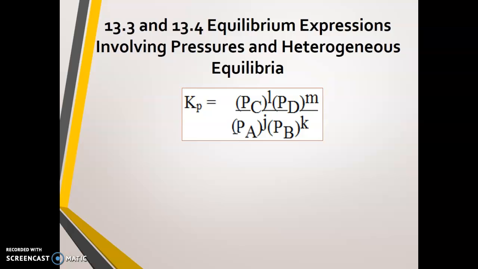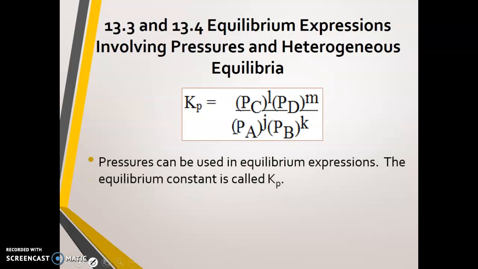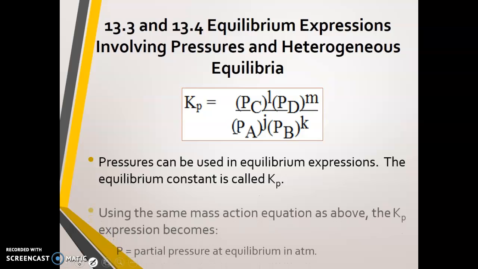We're going to look at equilibrium expressions involving pressures and heterogeneous equilibria. So to start with, we have the equilibrium expressions involving pressure. Pressures can be used in equilibrium expressions, and the equilibrium constant is called Kp. So instead of it being called Kc or Kaq, it's just Kp, denoting that it is pressures.